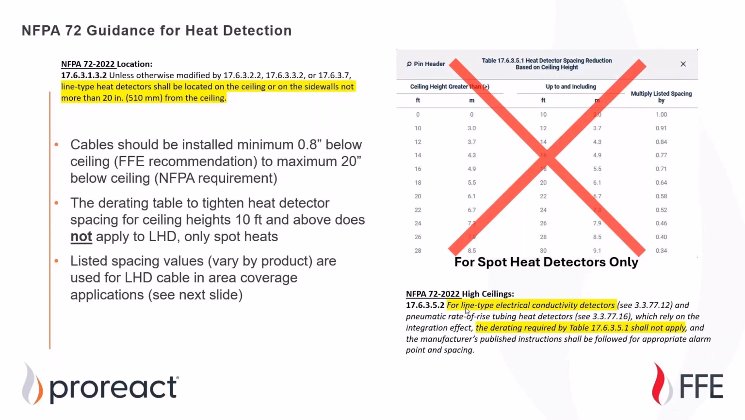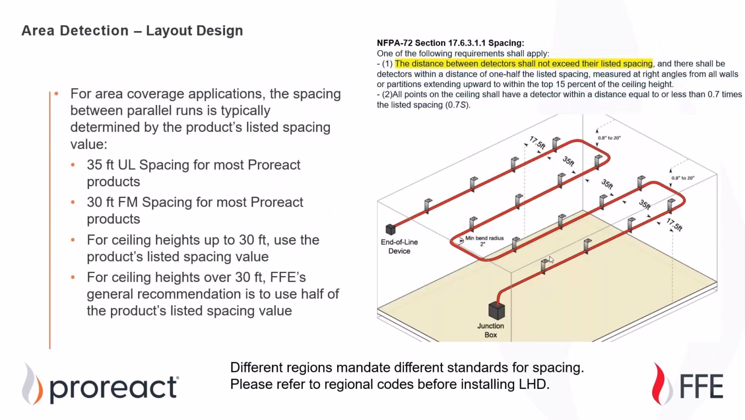If you go a couple of lines down, for line type detectors, the D rating required by this table shall not apply. Usually, linear heat detection products are going to have a listed spacing for area coverage, and this might vary by product, by manufacturer. That's going to give you your max distance between cable runs. For area coverage applications, the spacing between parallel runs is typically determined by the product's listed spacing value. For a lot of the ProReact products, it is 35-foot listed spacing for UL, or 30-foot spacing for FM.